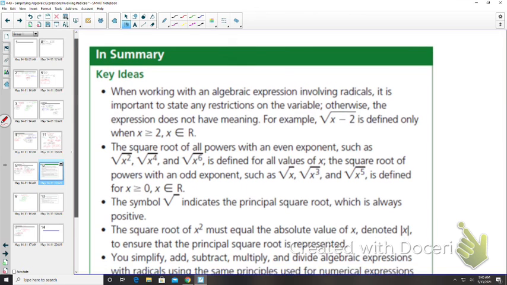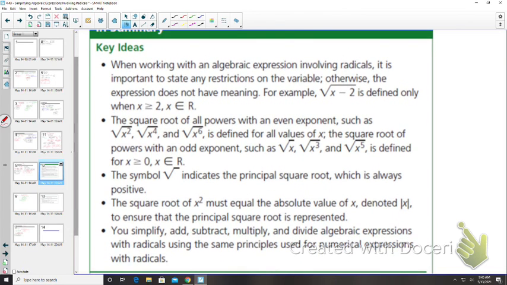Okay, so just in summary of what we have learned in this topic. When working with an algebraic expression involving radicals, we need to state restrictions on the variable. If we're taking the square root of something, we cannot take the square root of a negative number. So the square root of all powers with an even exponent is defined for all values of x. There are no restrictions when we have an even exponent. But when we have an odd exponent, such as root x or root x cubed, our values for x must be greater than or equal to 0, okay?